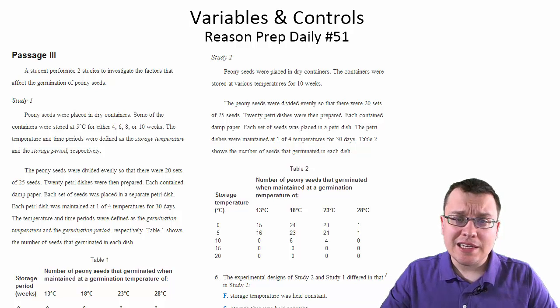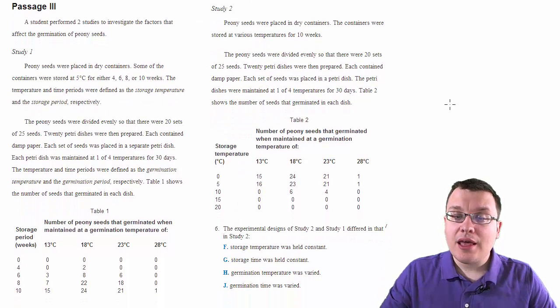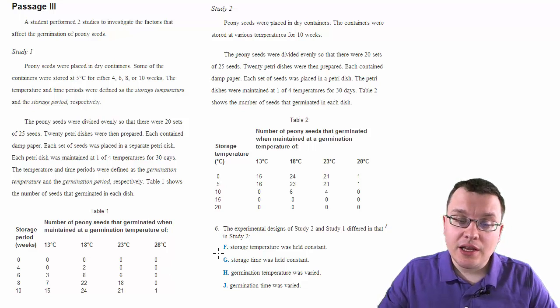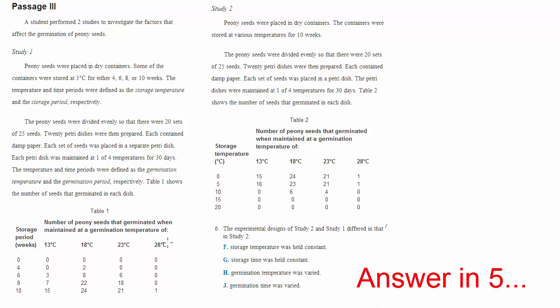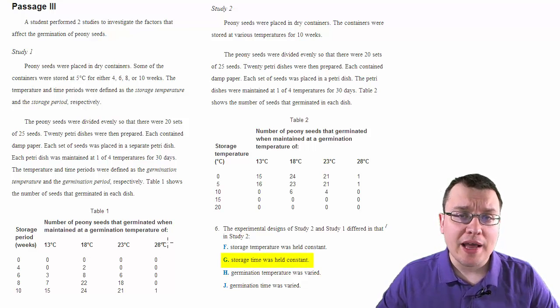Today we have a question dealing with variables and controls in a scientific experiment. So go ahead, scroll down just a little bit, and try this question, number 6. This question comes from a research summaries passage. This is one of those typically 6-question passages that you're going to see in the ACT science section.